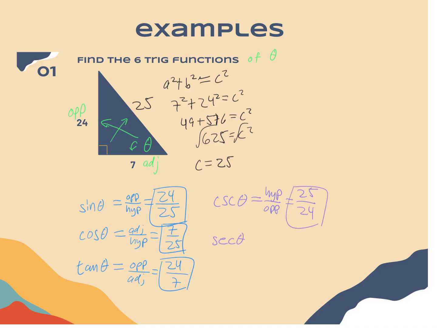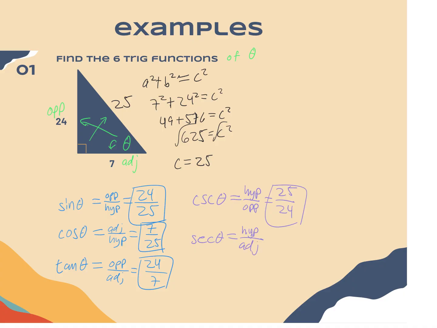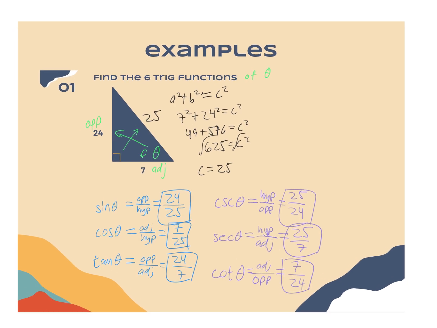All right, and then we do the same thing for secant. Secant is going to go with cosine, so that's going to get you hypotenuse over adjacent, the reciprocal of cosine, which is just going to be the flip of what we have, so 25 over 7. And then cotangent is going to go with tangent, and that's just the reciprocal of tangent. So it's going to be adjacent over opposite. And that's going to get you 7 over 24. All right, so that's how we do all of these kinds of problems.